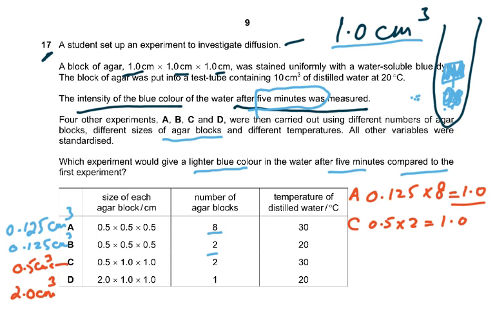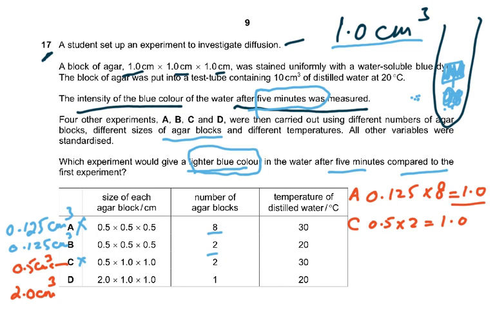Now what we have to understand is in the options at 30 degrees Celsius, the volume of uniformly stained agar is the same as the original block. Therefore, the dye in the water will be at least the same color as in the original experiment, if not darker blue. But we were asked which experiment would give a lighter blue color. So A and C are wrong. Now we are left with D.